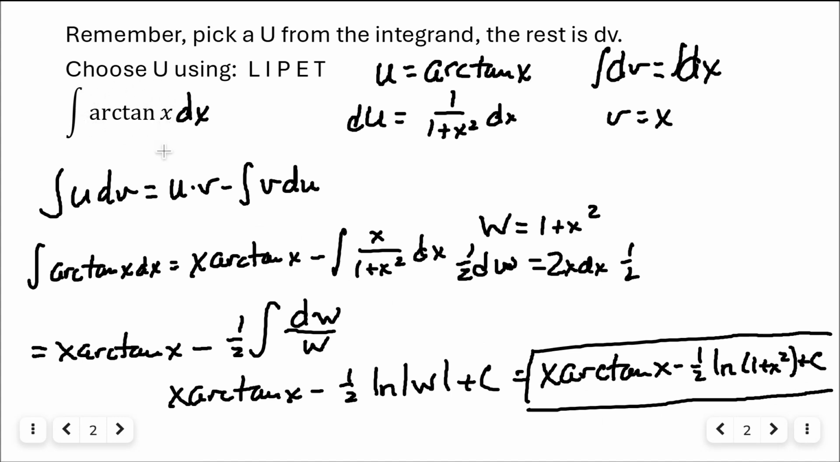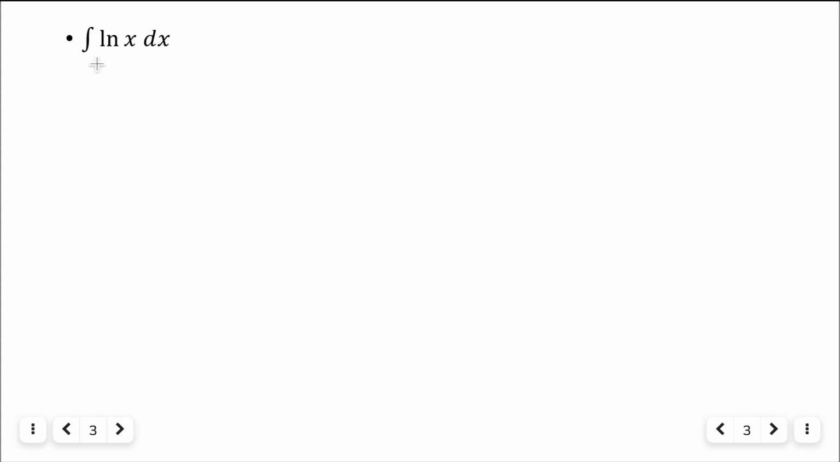So in some cases, you need to use parts. Any inverse trig function that you want to integrate, arctan, arcsecant, arcsine, you name it, any one of those, if they're in the integrand by themselves, you have to use parts to do it. Okay? All right, here's another one.